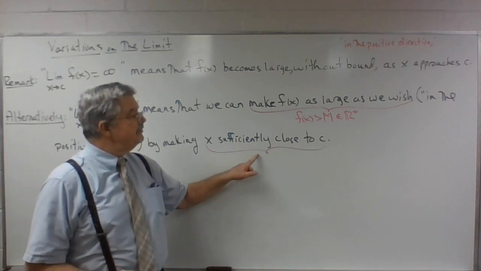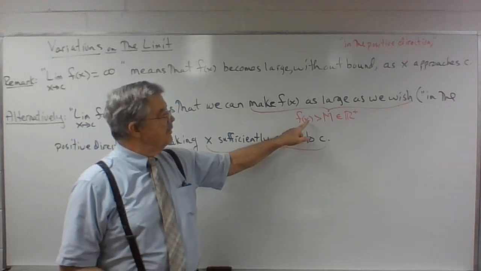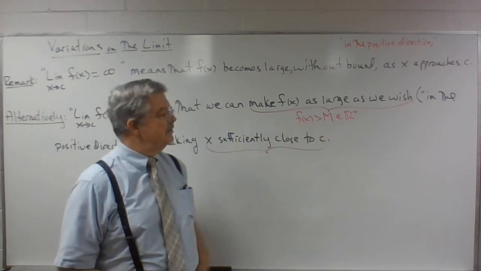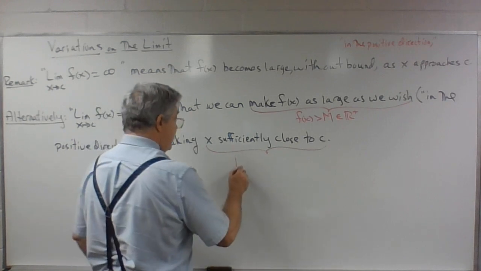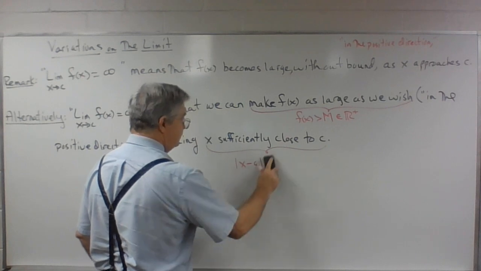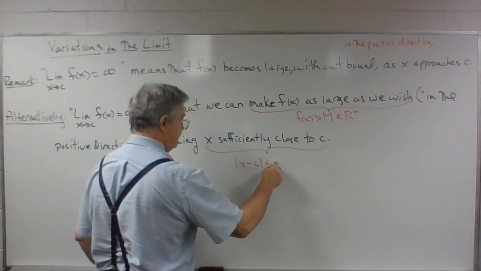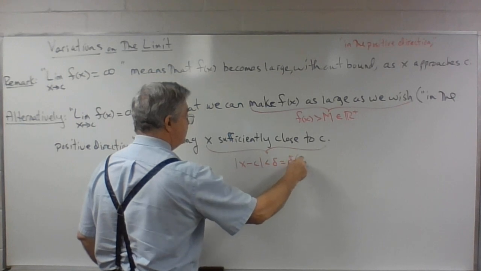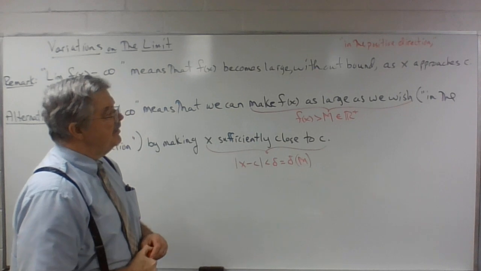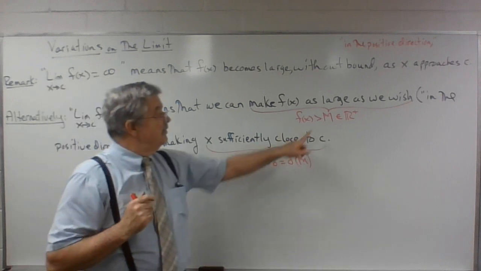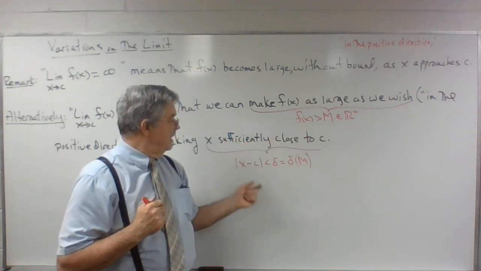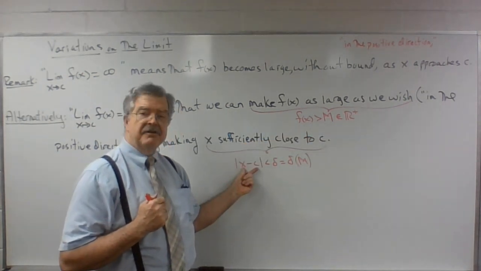How close to c does x have to be in order to make f(x) greater than this huge positive real number that we've chosen? x has to be within delta units of c, where delta is a function of the real number M. And that stands to reason. The larger that we make M and the larger that we're trying to make f(x), the closer x has to be to c.